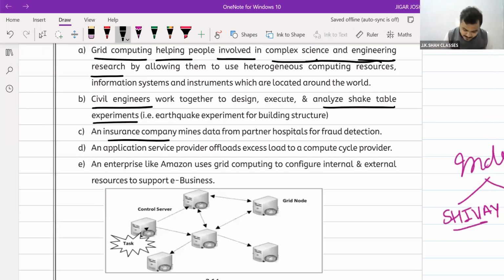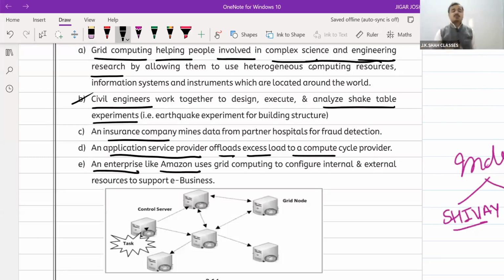Application service provider, example PUBG, COC. These can offload, offload means give away, the excess load of a computer to a cycle provider. It means once data processing is done, they offload this data somewhere else. The shake table experiment is used to see the effect of earthquake in civil engineering. And even an enterprise like Amazon also uses grid computing.